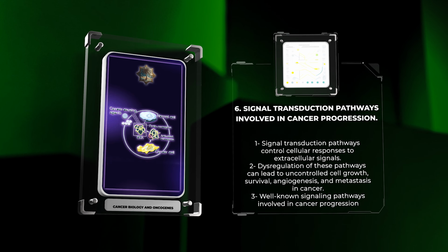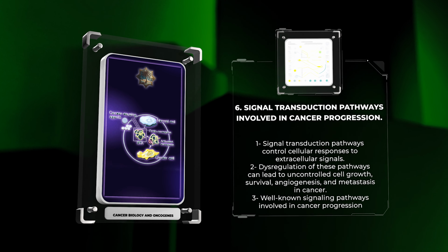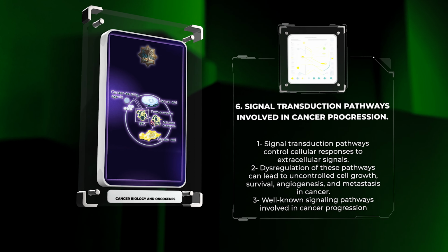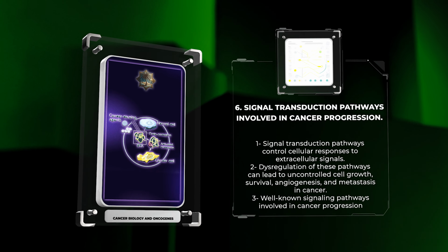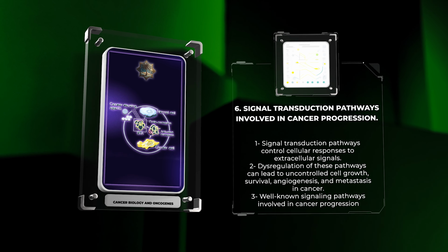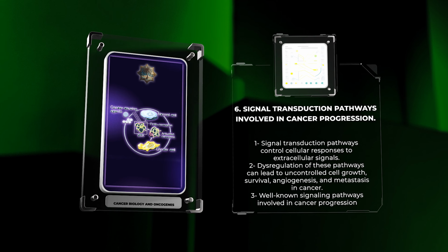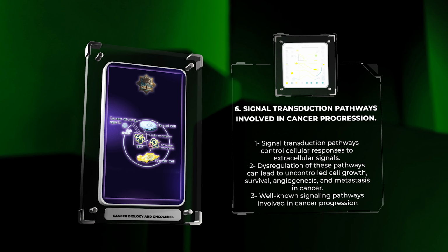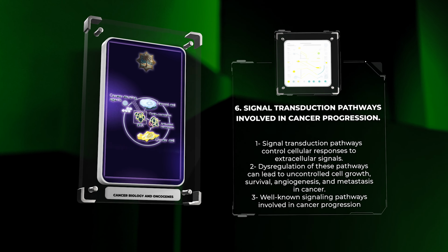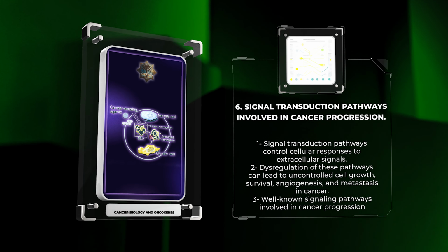Examples of well-known signaling pathways involved in cancer progression include the MAPK/ERK pathway, PI3K/AKT/mTOR pathway, and the WNT/beta-catenin pathway. These pathways integrate extracellular signals and transmit them to the nucleus, resulting in changes in gene expression and cellular behavior.